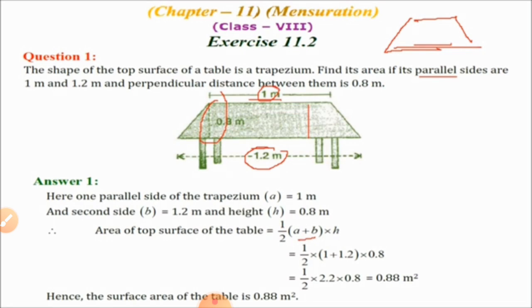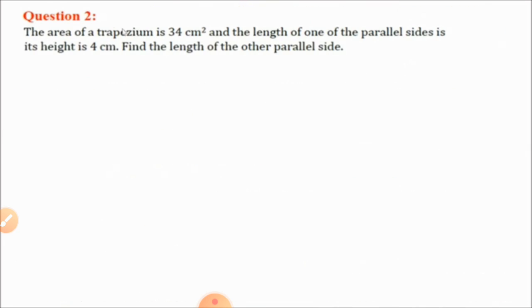As we know, our formula to find the area of the surface of the table is 1 by 2 times height into the sum of the parallel sides, A and B. Suppose A is equal to 1 meter and B is equal to 1.2 meter, and the height is already given, 0.8. Put the values in the formula, and we will get the answer.